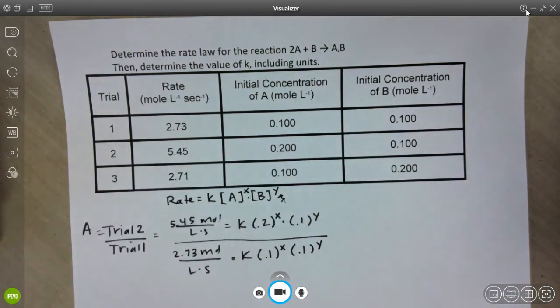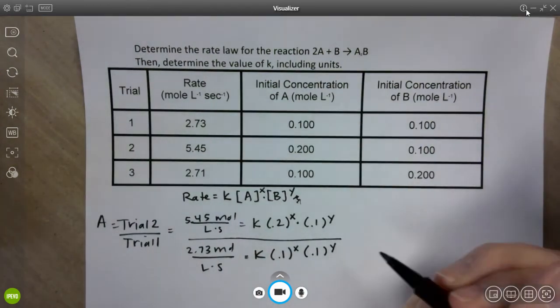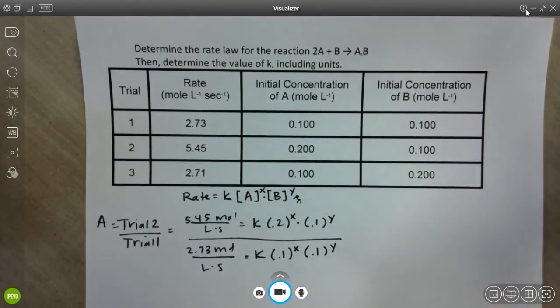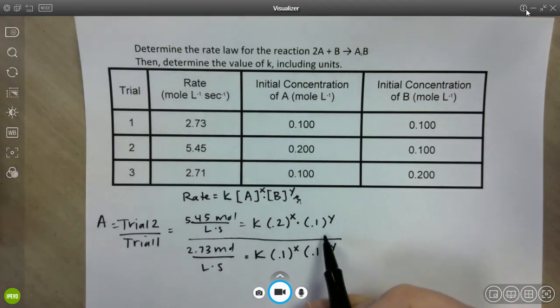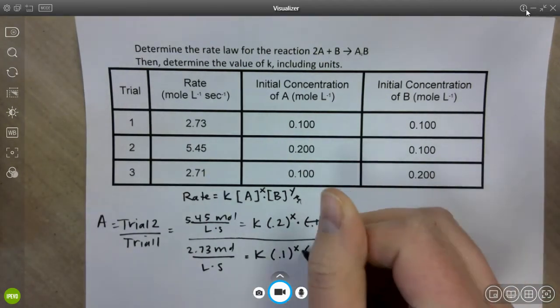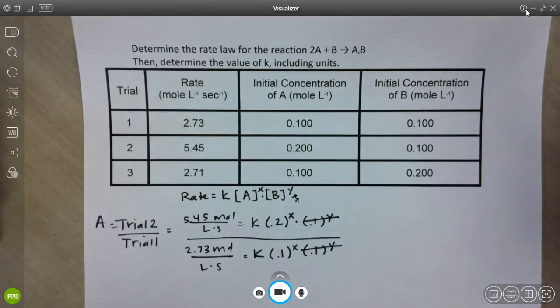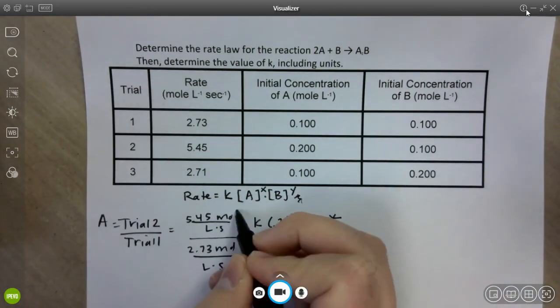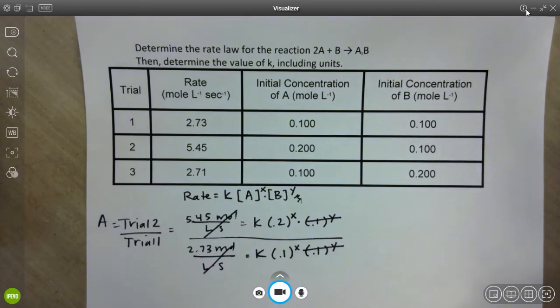Now the reason you want to pick the trials in that particular way is because of this. If you see here, the terms 0.1 to the Y and 0.1 to the Y are the same. So if I have identical terms here, I can cancel those out. And then the units of moles per liter per second go away as well.